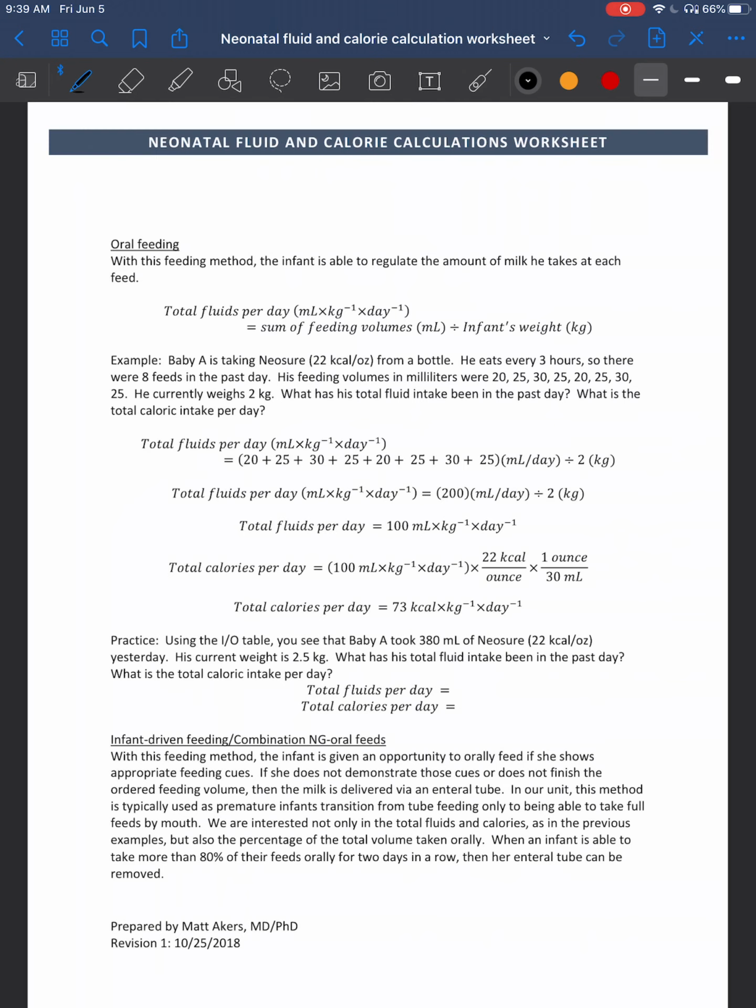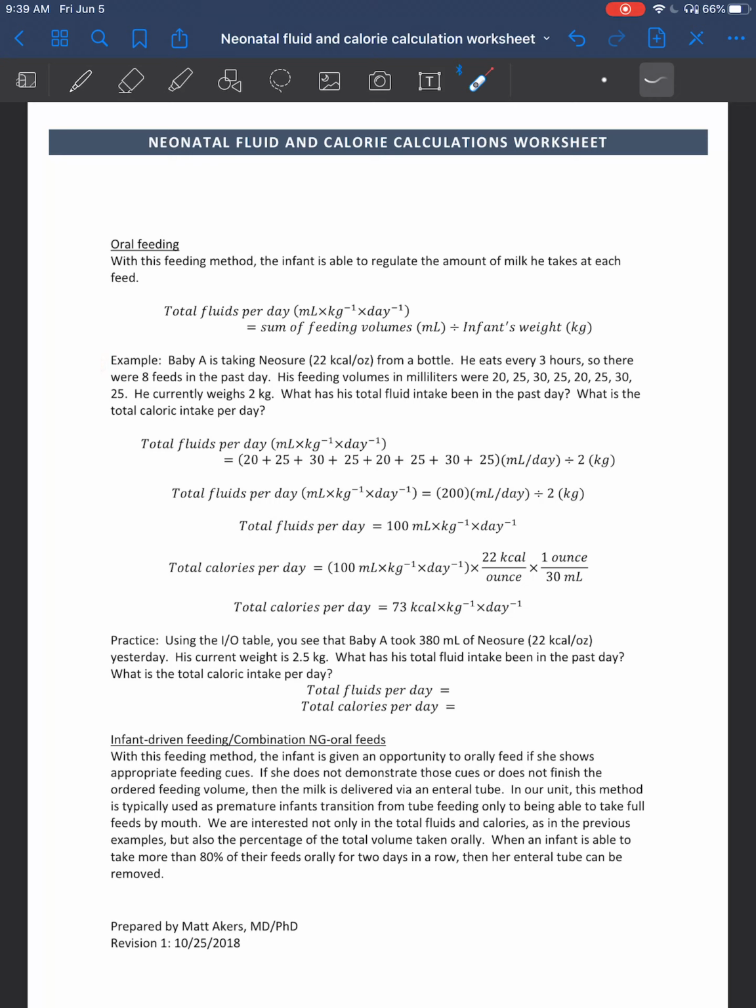We'll next look at oral feeds. With this feeding method, the infant is able to regulate the amount of milk he takes at each feed. The total fluids per day is simply the sum of the feeding volumes in milliliters divided by the infant's weight in kilograms. Let's look at an example.